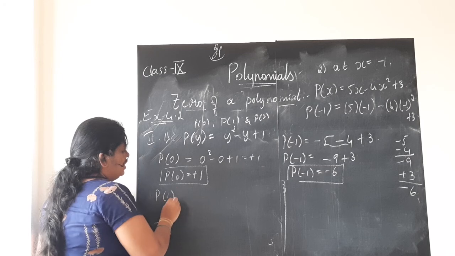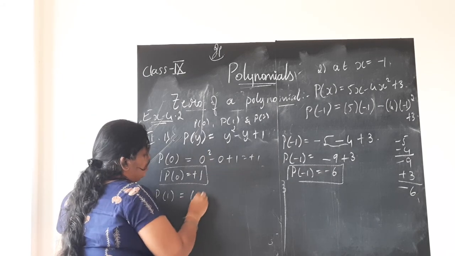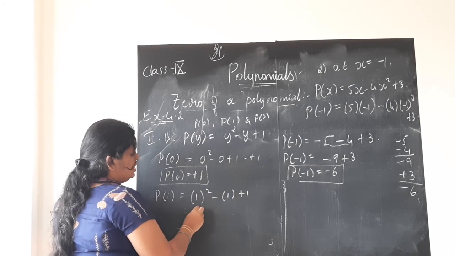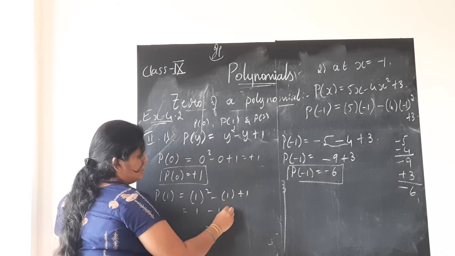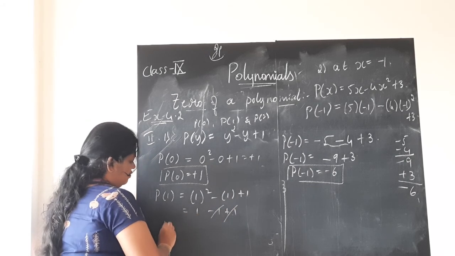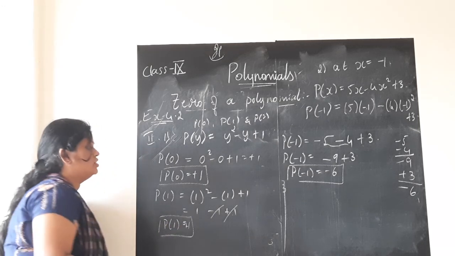P of 1 is next question. So in place of y I need to substitute 1. 1 square minus 1 plus 1. What is 1 square? 1. Minus 1 as it is. Plus 1 as it is. See, plus 1 minus 1 if you cancel, you are left with 1 only. So P of 1 is again plus 1.